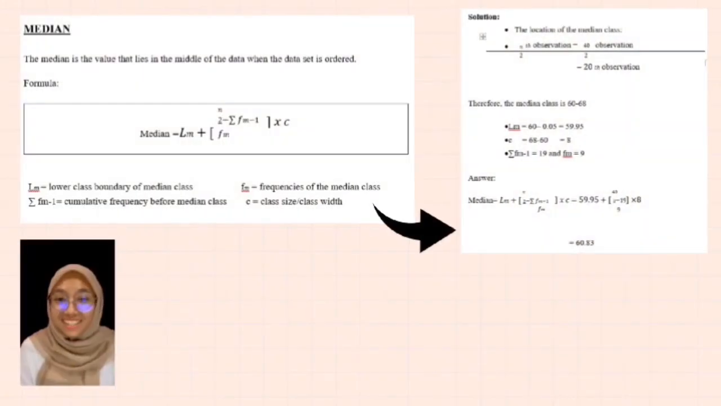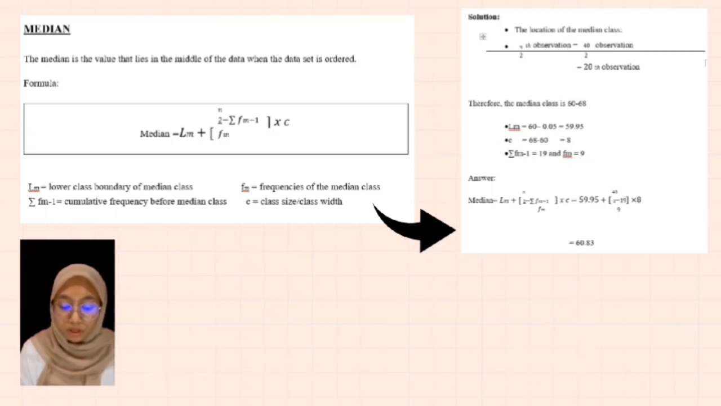Next, median. The median is the value that lies in the middle of the data when the data set is ordered. This is the formula for median. For example, 40 divided by 2. The total is 20 observations. Therefore, the median class is 60 until 68. Lower class boundary of median class is 60 minus 0.5, equal to 59.5. Class size is 68 minus 60, equal to 8. Cumulative frequency before median class is 11 and frequency of the median class is 9.